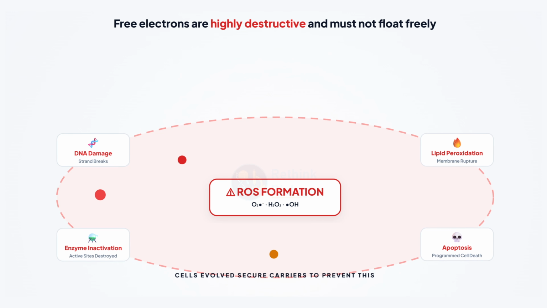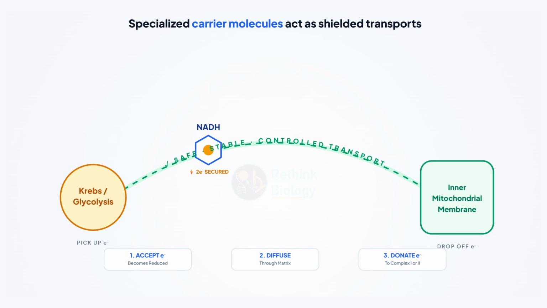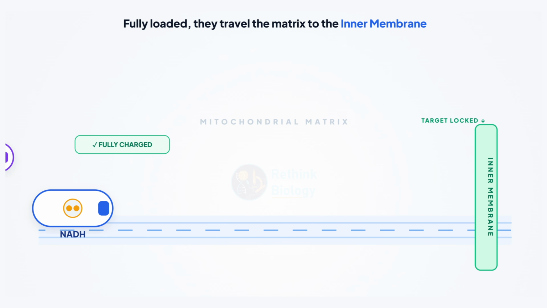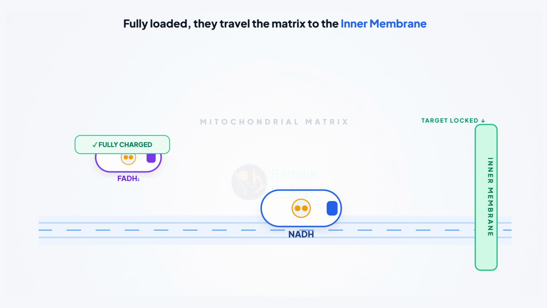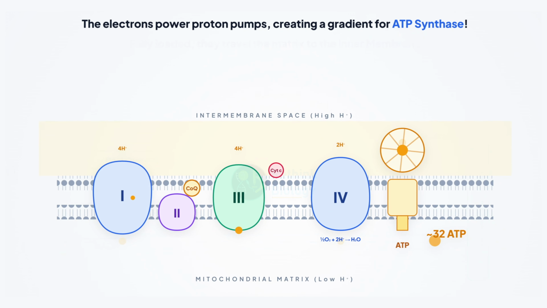But electrons can't just float around the cell safely. They need to be transported by special carrier molecules. The 2 main electron carriers are NADH and FADH2. Think of NADH and FADH2 as fully charged delivery trucks. Their entire job is to drop off their high-energy electrons at the inner mitochondrial membrane.